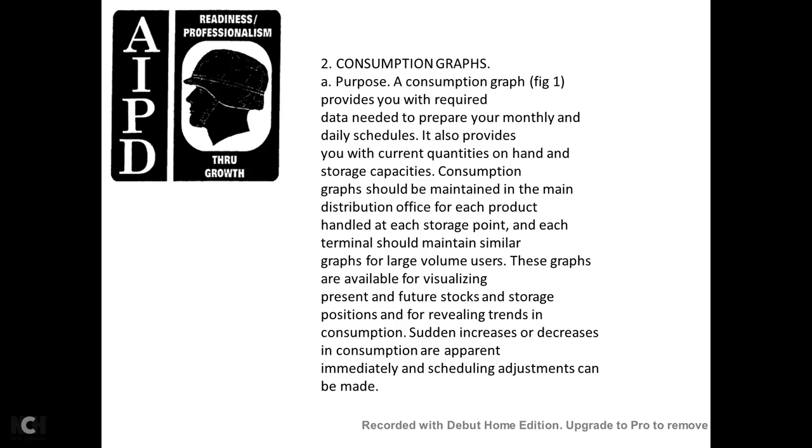The purpose of the consumption graph, Figure 1, is to provide the data needed to prepare the monthly and daily schedule, along with the current quantities on hand and storage capabilities. The consumption graph is maintained in the main distribution office for each product handled at each storage point. Each terminal shall maintain similar graphs for large volume users.